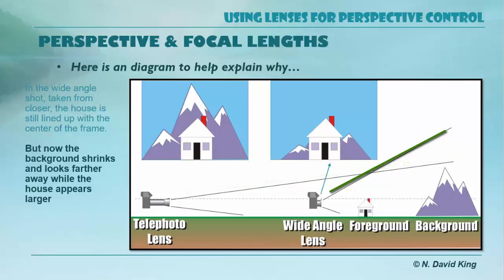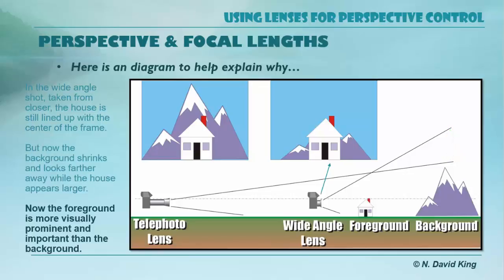But in the wide-angle shot, the house is still in the center, or still lines up with the center, but the mountain is now a long way from the top of the frame for that view. What happens with the wide-angle shot is it's the foreground that becomes more visually prominent and important than the background, which has shrunk away.